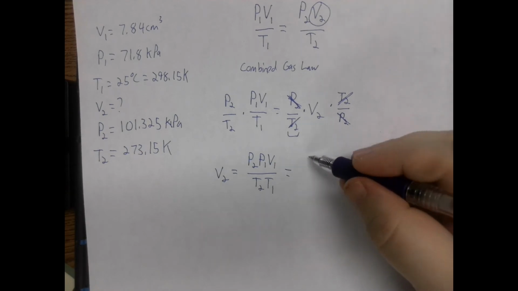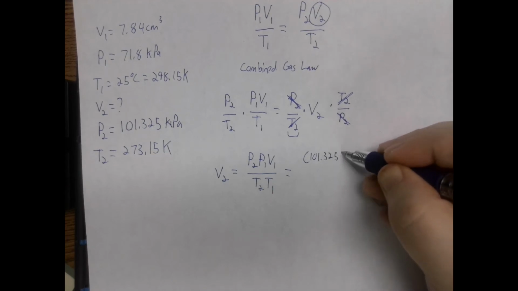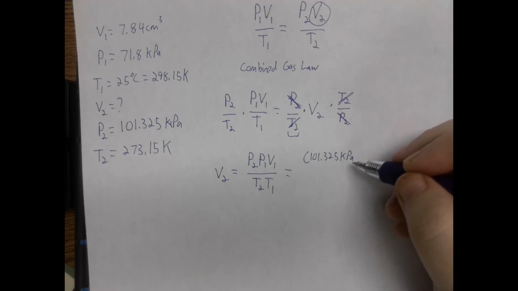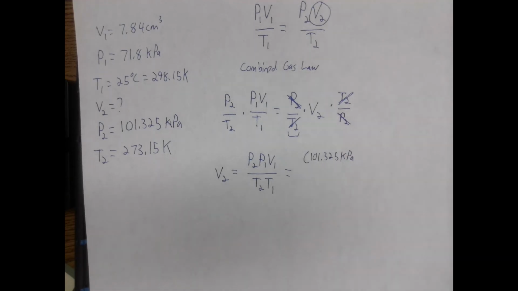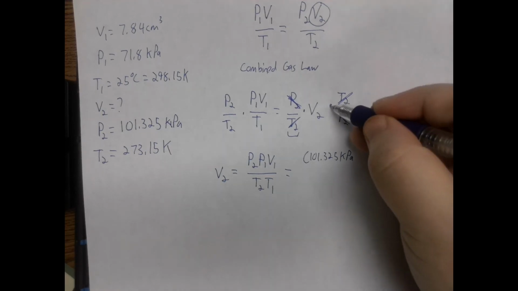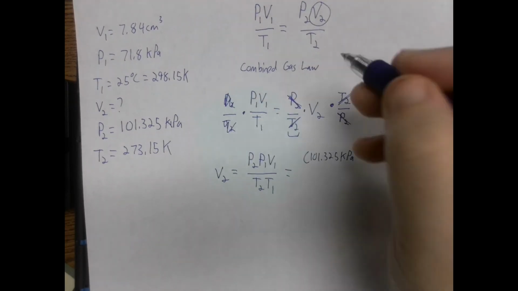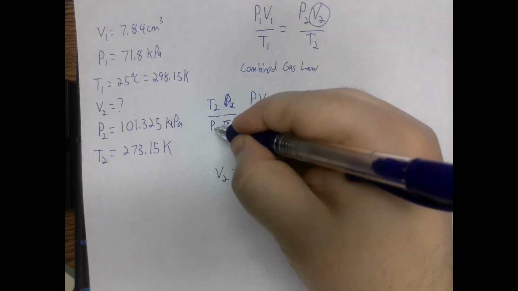So now just fill in the variables. That's 101.325 kPa. I made a mistake. Anyone recognize the mistake? When I multiplied the reciprocal, that's not the reciprocal. The reciprocal is T2 divided by P2. My bad.